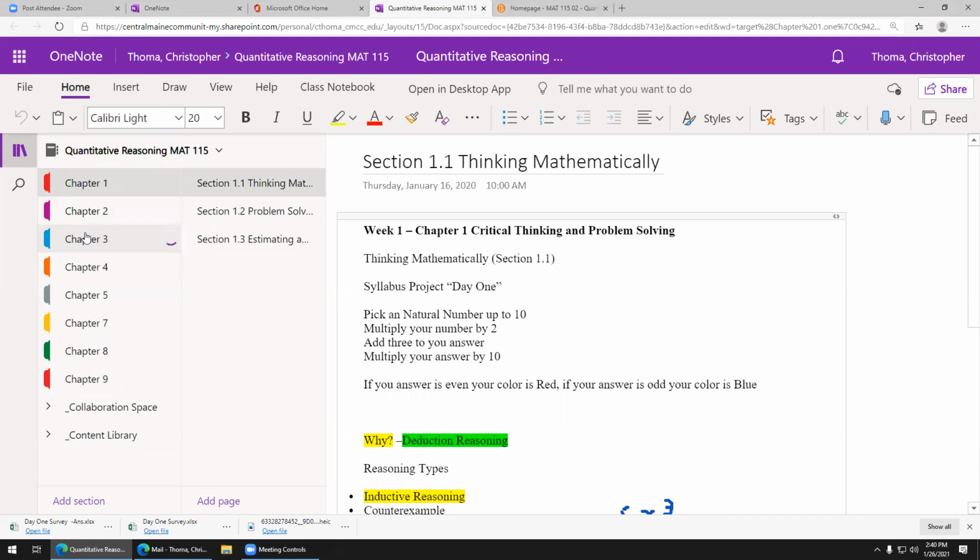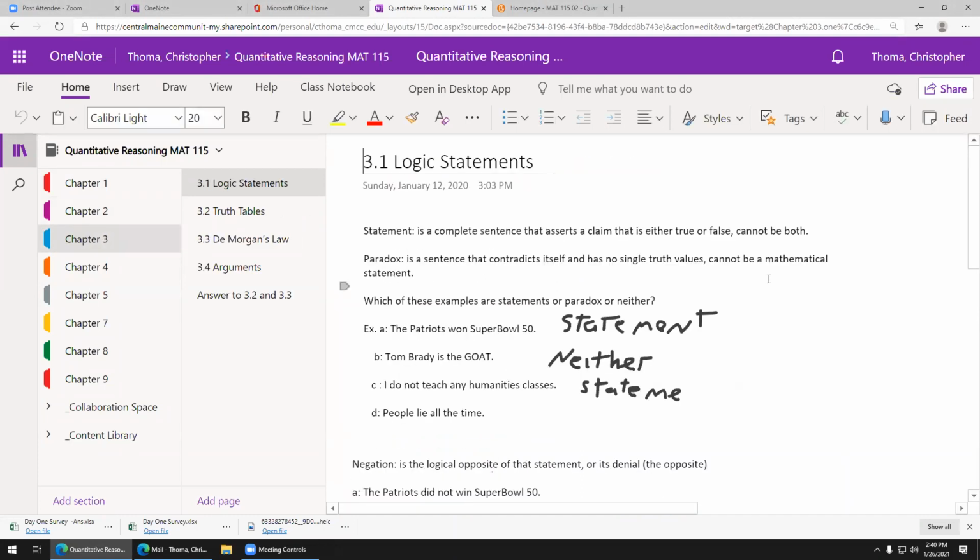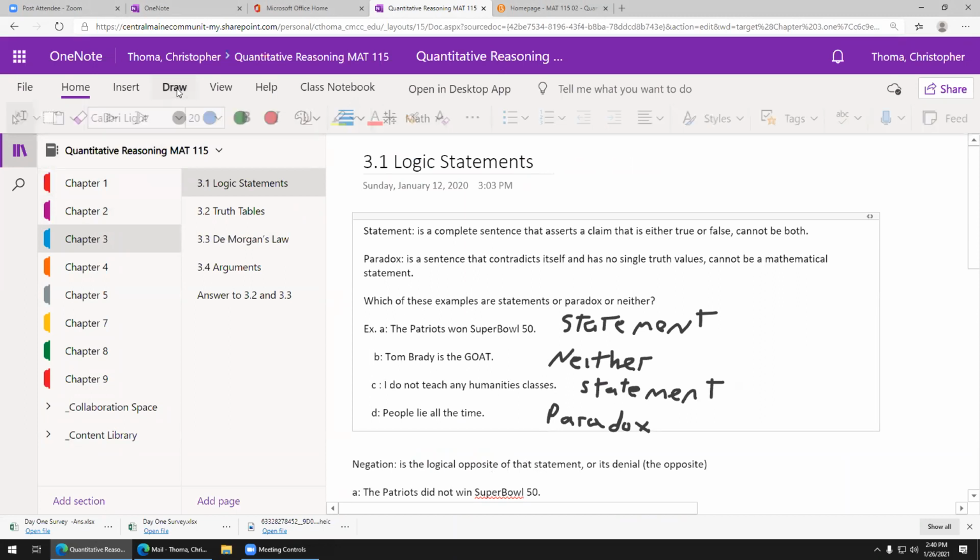On chapter 3, and I have a feeling I forgot to go in here and erase my chicken scratch. I did, so clean that up real quick.